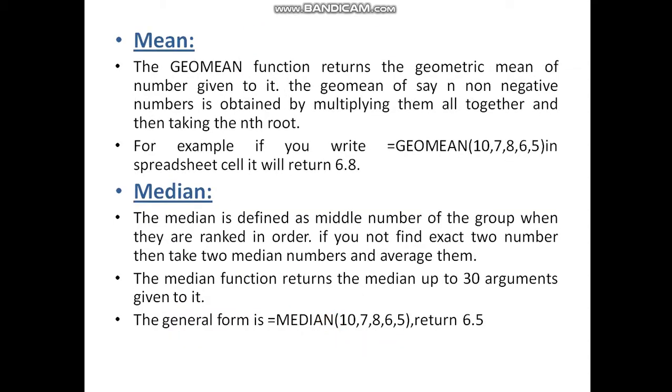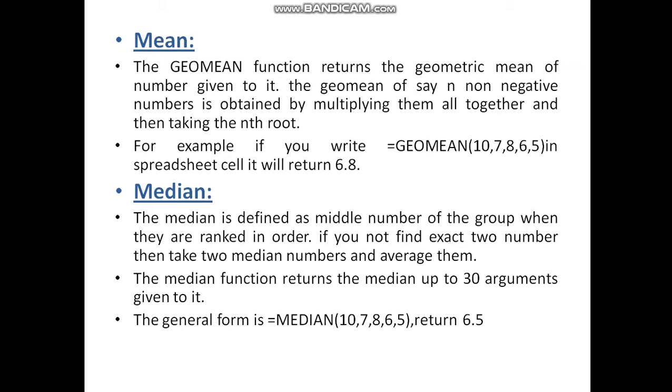The GEOMEAN function returns the geometric mean of the numbers given to it. The geomean of n non-negative numbers is obtained by multiplying them all together and then taking the nth root. Basically, what is the geomean? Geomean is the nth root of the product of n numbers. For example, if you have 3 positive numbers, multiply all 3 numbers, and find the third root of the product of those 3 numbers.